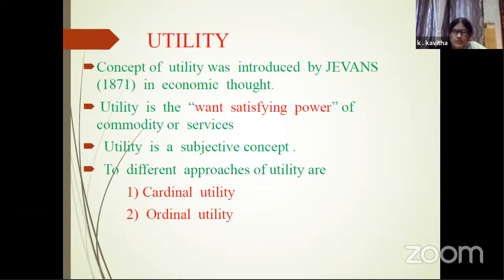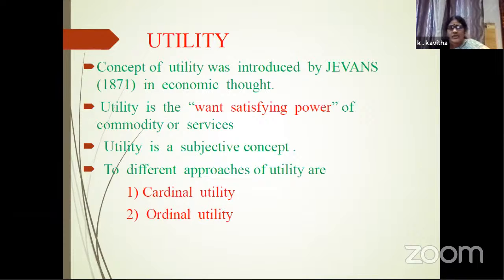A commodity may satisfy a human want, but it may not be useful. Useful means it doesn't harm health. If you take a drunkard or an alcoholic who consumes alcohol or other drugs, they also get utility, but it is not useful to their health. It is harmful. Whether a good is useful or not, if it satisfies a human want, we can say it possesses utility. That's why utility is different from usefulness. Utility is a subjective concept. It differs from place to place and person to person.